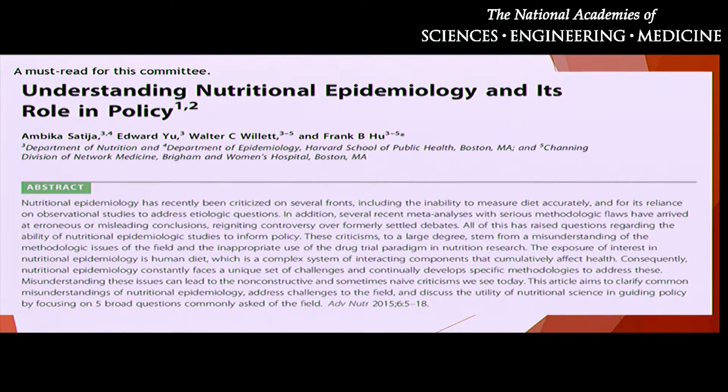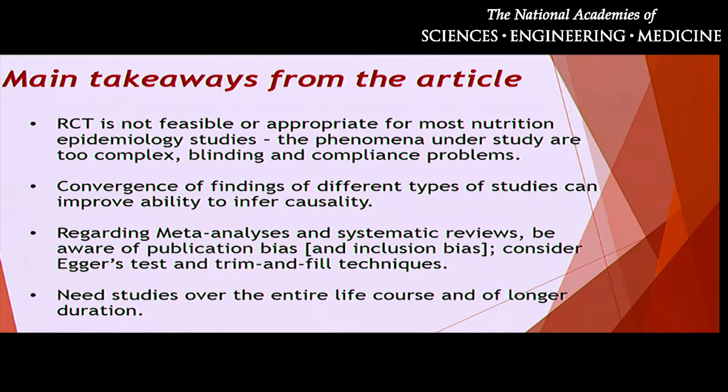It was from 2015. My main takeaways from this article were that RCTs are not feasible or appropriate for a lot of the nutrition epidemiology studies because the phenomenon under study are too complex. That's where the system science methods will come in, you'll find. And there's blinding problems and compliance problems. There's a lot of reasons that we should use a diversity of approaches, so not just relying on RCT. So that's something to keep in mind when trying to weight the evidence from the studies that are generated. It may not always be appropriate to use that. It might be appropriate for an intervention study, but not for necessarily other kinds of studies. And we can use convergence from different types of studies to infer causality.